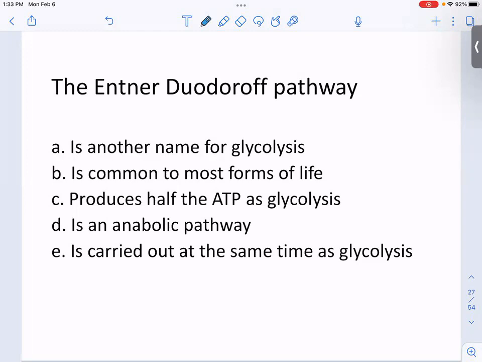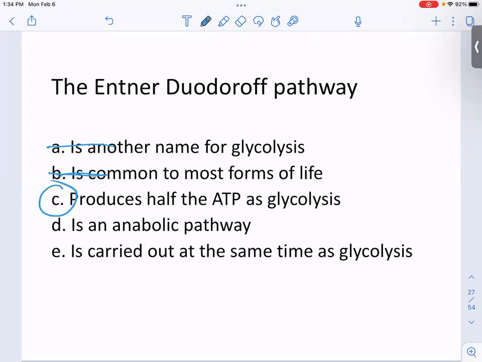Which of these is true about the Entner-Doudoroff pathway? Is it another name for glycolysis? No, but the naming is kind of confusing. Remember, it's Embden-Meyerhof-Parnas glycolysis, which is what we normally call just glycolysis. So it sounds similar, but that's not correct. Is it common to most forms of life? No, again, that was Embden-Meyerhof-Parnas. Only some bacteria are able to do this pathway. Produces half the ATP as glycolysis? Yes, that's the correct answer.